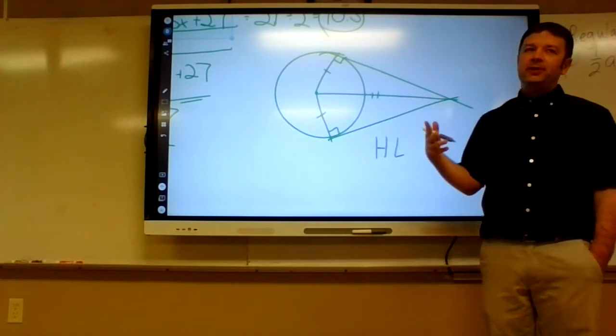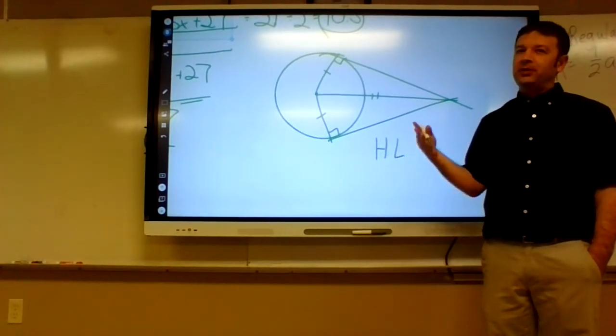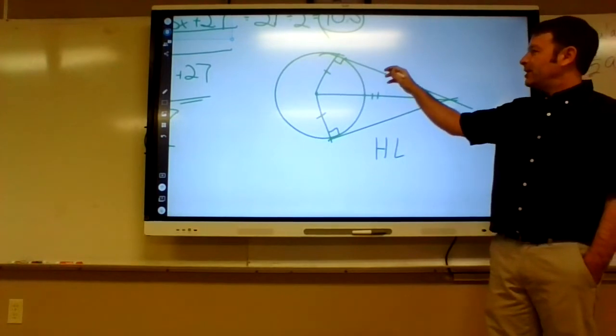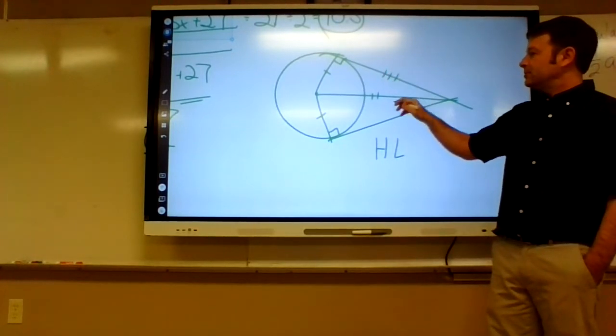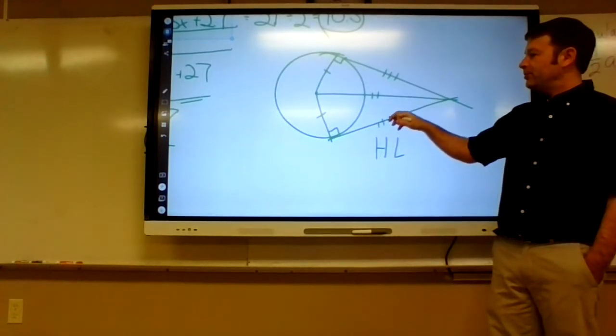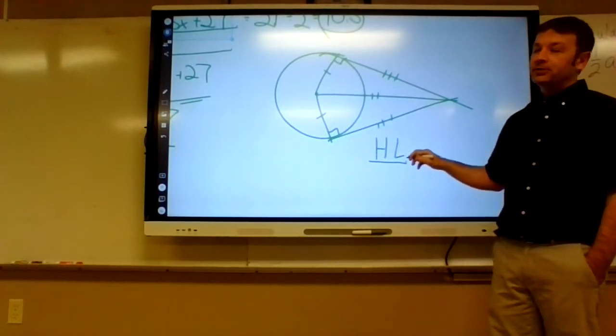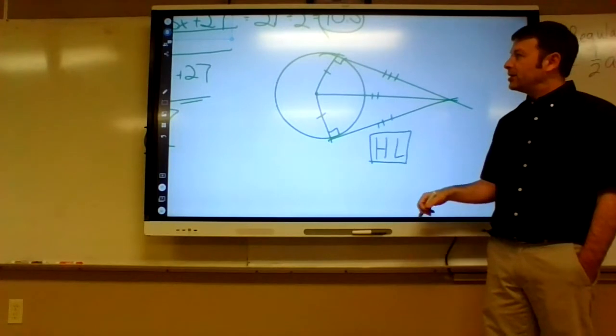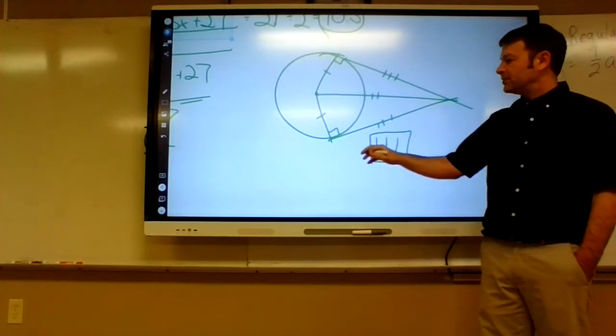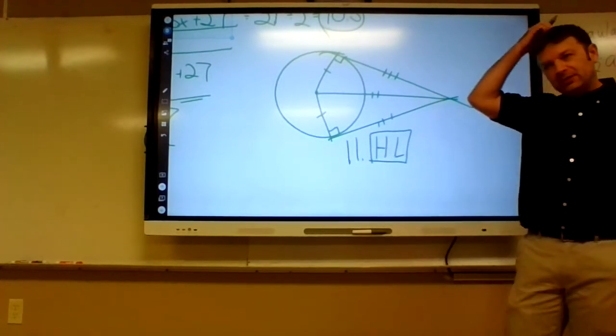And actually, I didn't read the question to you, but the question was, how can I prove that these two triangles are congruent so I can prove that these two sides are congruent? And the answer is HL, hypotenuse leg. So that's number, what number are we on? 11. HL.